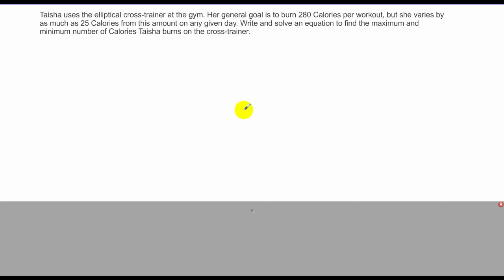amount of calories. If I'm going to have 280, and it can vary as much as 25, I could be higher by 25, or I could be lower by 25. And that's going to equal my unknown value. Now, I can get my answers no problem, because I just add 25 to 280, giving me a total of 305, or I subtract 25 from 280, giving me 255.